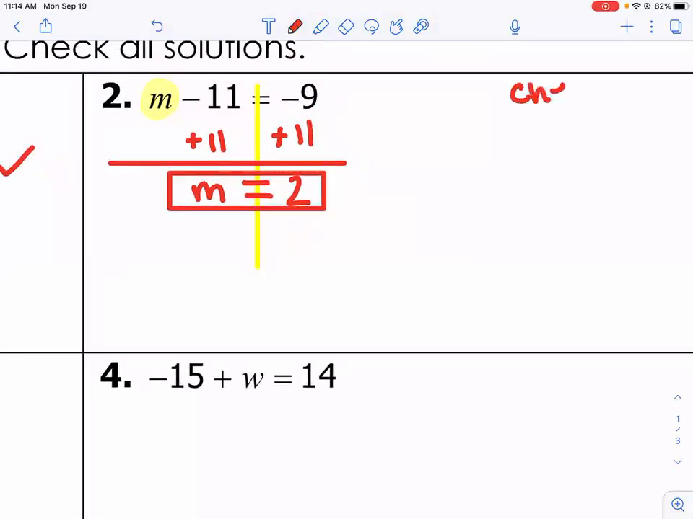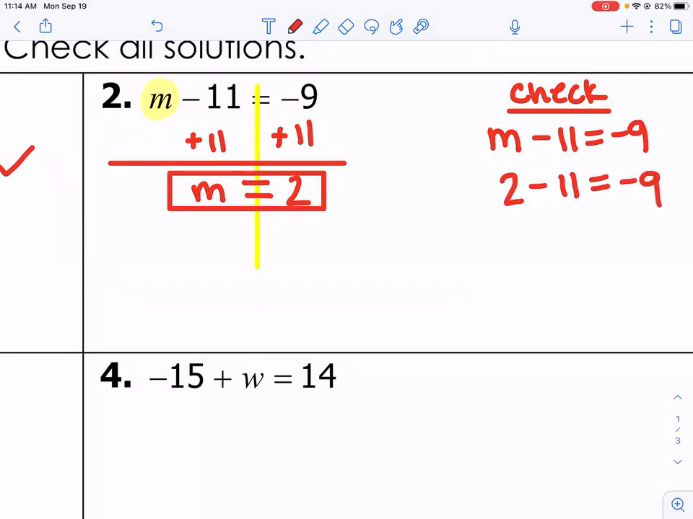Okay, Ryan, so let's check. Our original equation was m minus 11 equals -9. Well, m is 2. 2 minus 11, does that equal -9? If you need to do keep, change, change to help you out. Okay, yeah, that works. Whew.